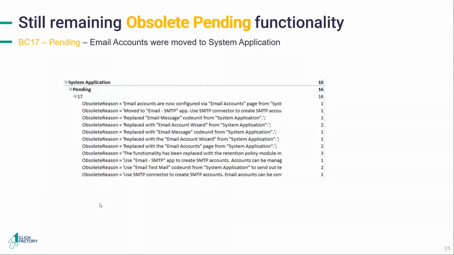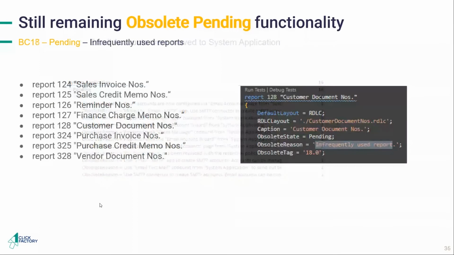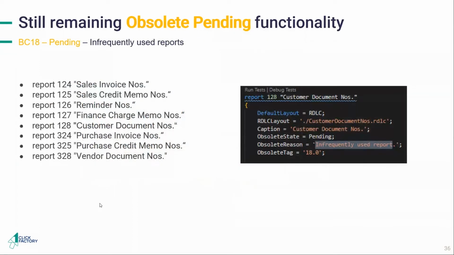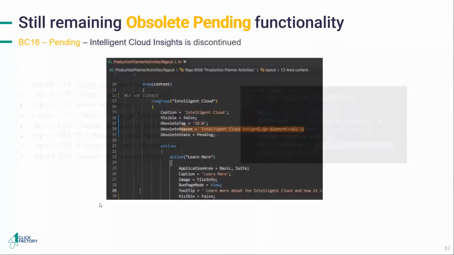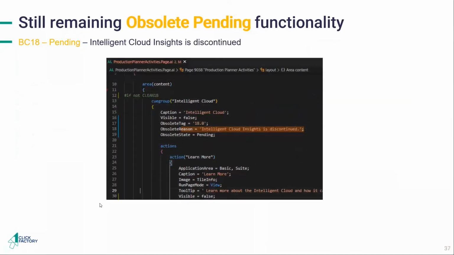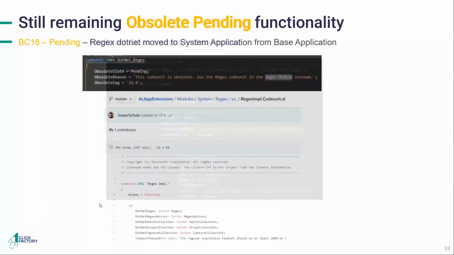Email accounts were moved to the system application, and it is still pending and not removed functionality. In Business Central 18, many frequently used reports were marked as pending. We need to wait half a year at least more. And the same with the Intelligent Cloud Insights.